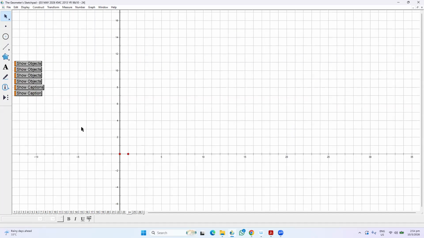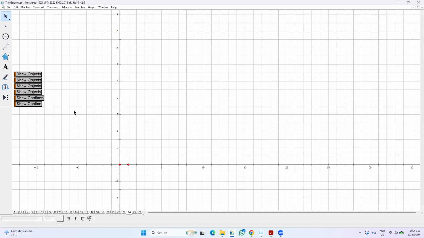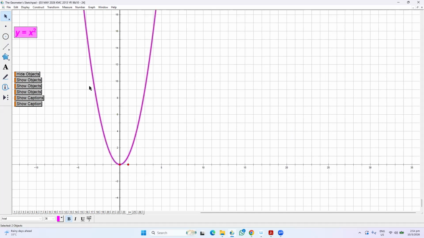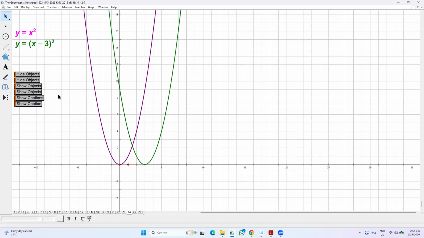Then we look at the graph. Y equal to x squared is here like that. If we do x minus 3 squared, then it moves to here. These 2 curves are exactly the same, only translated, moving sideways only. They have the same shape.